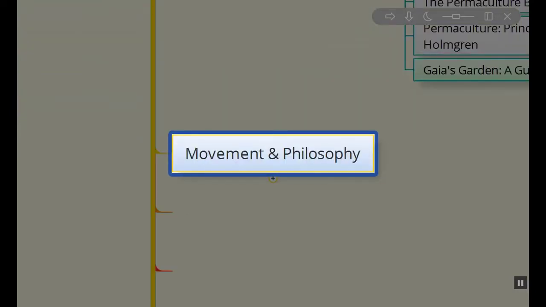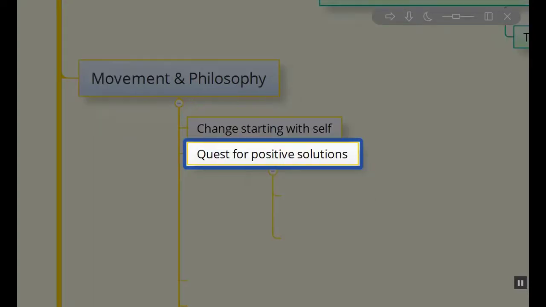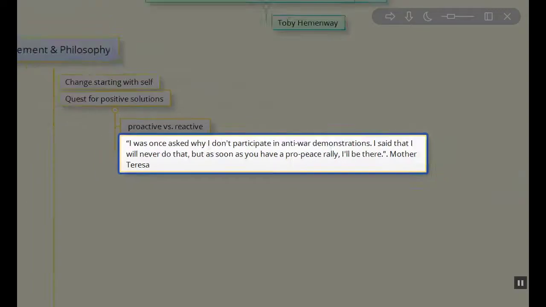Permaculture really is both a movement and a philosophy. And both movements and philosophies start with ourselves. We're the nucleus. We're where it all begins. It's a quest for positive solutions. Permaculture is proactive and less reactive.